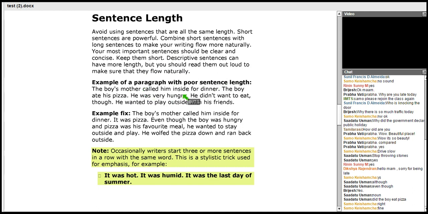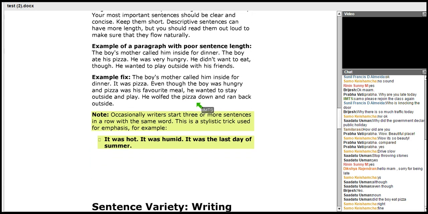The boy's mother called him inside for dinner. The boy ate his pizza. He was very hungry. He didn't want to eat though. He wanted to play outside with his friend. Now how to fix it? The boy's mother called him inside for dinner. It was pizza. So here you can see, flow. Right? A flow. Even though the boy was hungry and pizza was his favorite meal, he wanted to stay outside and play. He wolfed the pizza down and ran back outside.